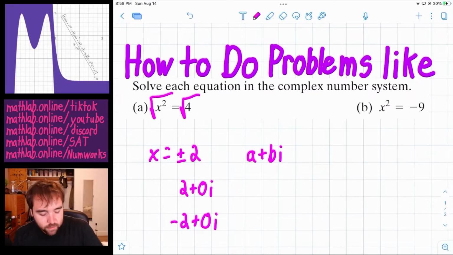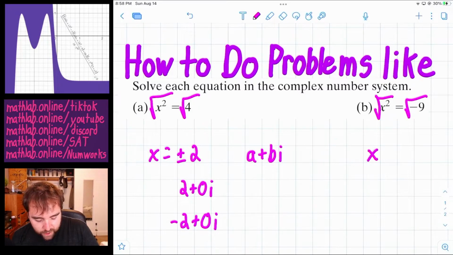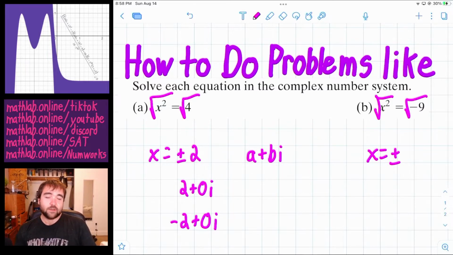So let's look at B. B is going to be a little bit different because when we square root both sides, we get x equals, still have to do the plus or minus. i doesn't change that. We still have the plus or minus, the square root of negative 9. So the square root of negative 9, well, the square root of 9 is 3, and the square root of the negative is i. So x equals plus or minus 3i.